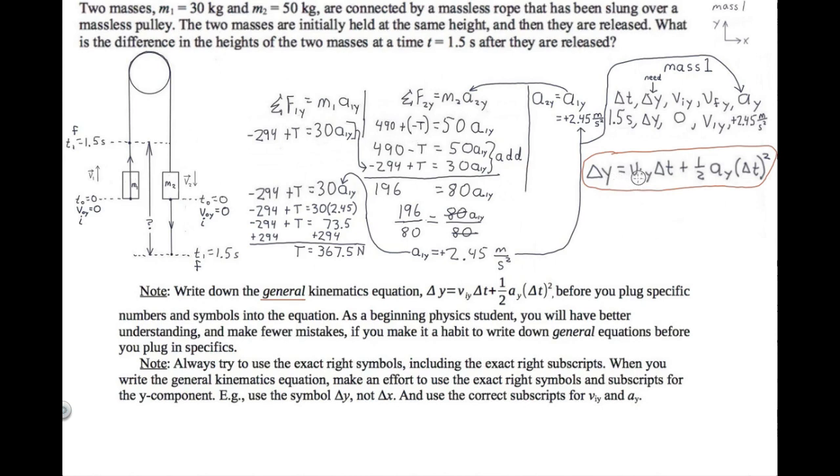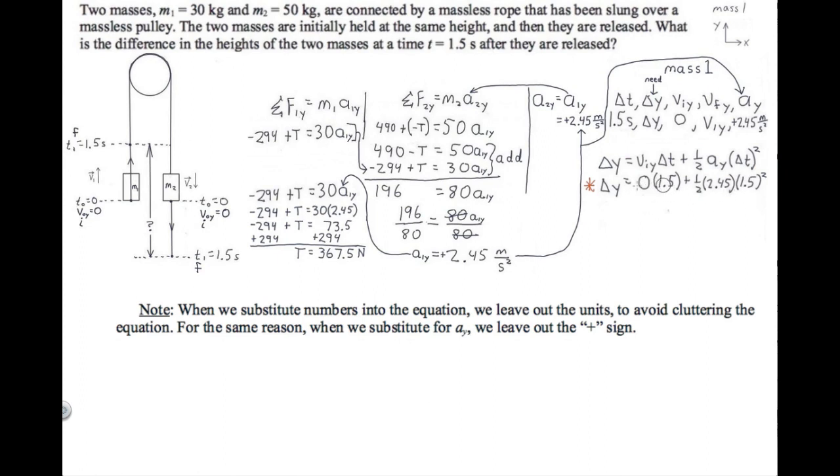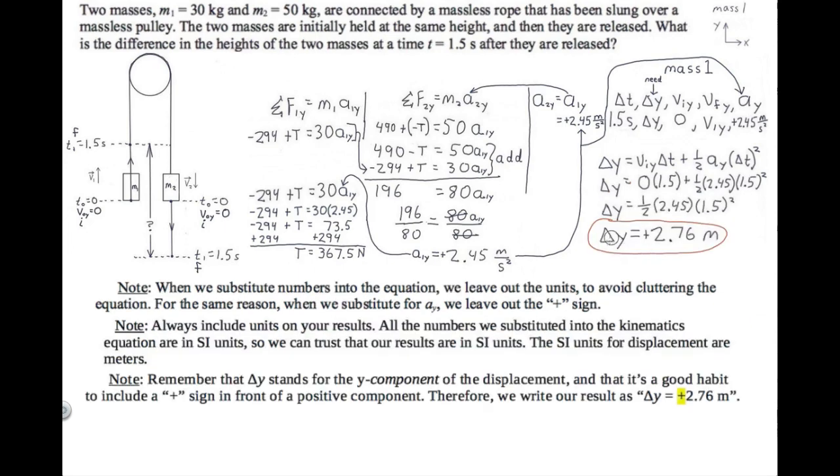Begin by writing the general equation. Delta y equals v initial y delta t plus 1/2 a sub y delta t squared. Next, we plug specifics into the equation. The kinematics equation now has one unknown remaining, so we can solve this equation for delta y. Our result is that delta y equals positive 2.76 meters. If there's enough room on your paper, arrange your Newton's second law equations and your kinematics work in adjacent columns, like we've shown here.